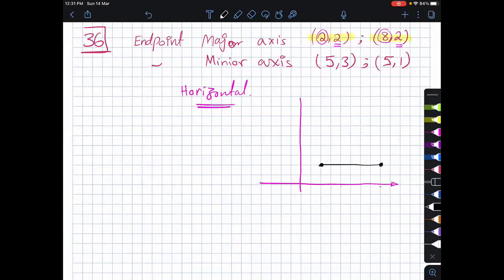The tallest axis. The minor axis endpoints are 5, 3 and 5, 1. So here 2, 3, 4, 5, and 5, 3 and 5, 1. So the center is 5, 2. The center is here.